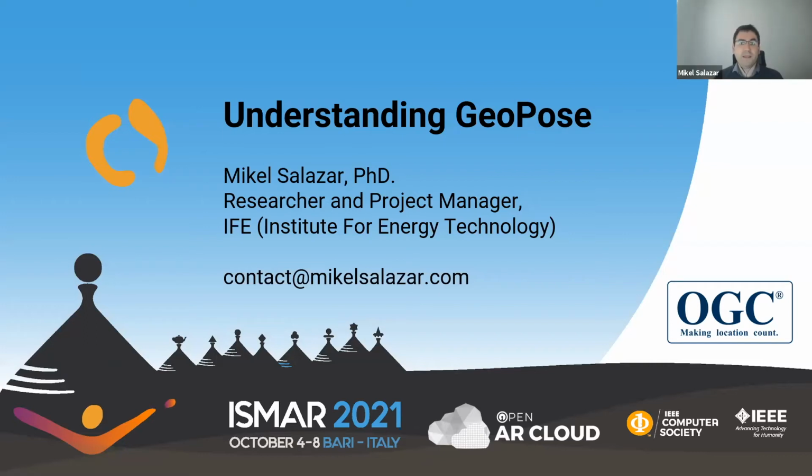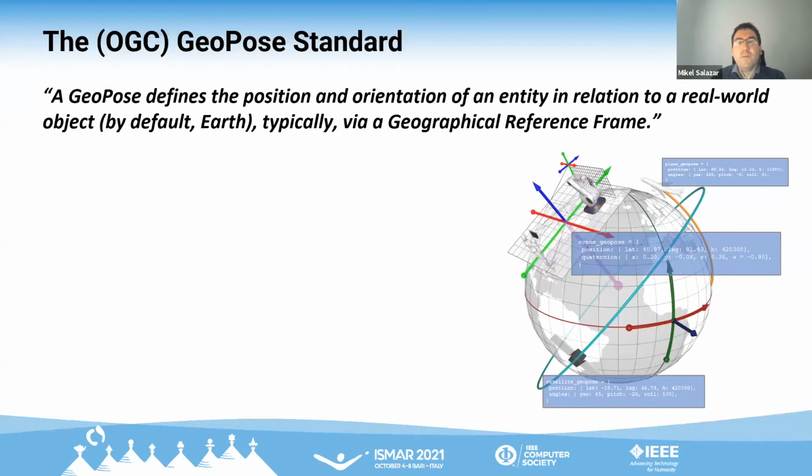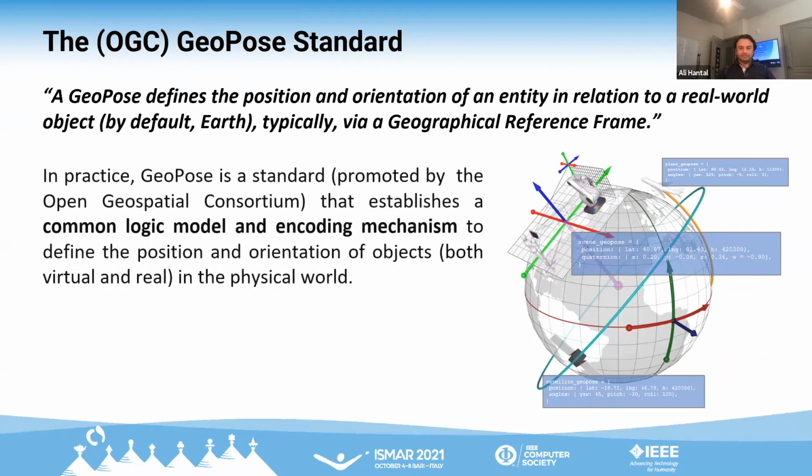Hello everyone. My name is Mikael Salazar, and I am here to present GeoPose, a new standard from the Open Geospatial Consortium that aims to provide a simple way to define the pose, that is, the position and orientation of an entity in relation to the Earth via a geographical reference frame. The goal of this standardization effort is to create a common logic model and JSON encodings that everyone can use to convey the position and orientation of all kinds of entities, both virtual and physical in nature.